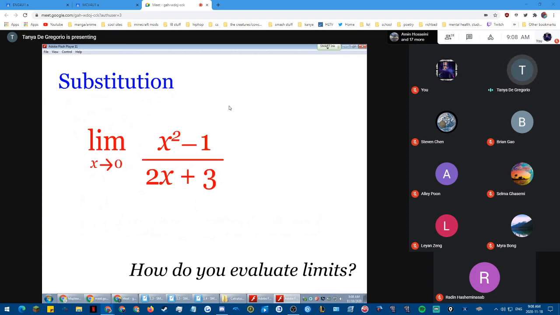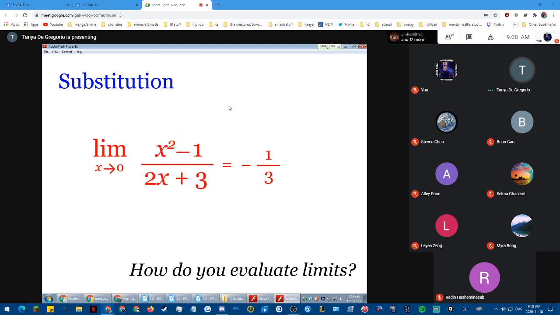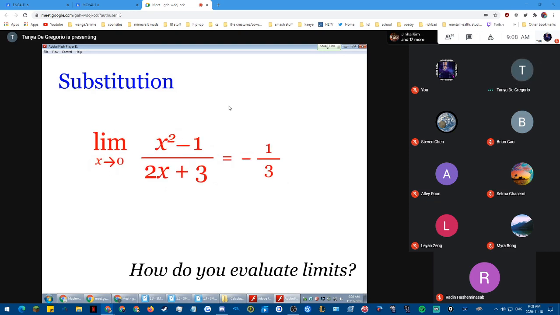The limit as x approaches 0 of the fraction x squared minus 1 divided by the quantity 2x plus 3. In order to evaluate this limit, all you've got to do is plug in 0 everywhere you see an x. So we'll put in 0 in the numerator and in the denominator, and we end up getting negative 1 divided by 3. So our limit is negative 1/3. It's as easy as that.